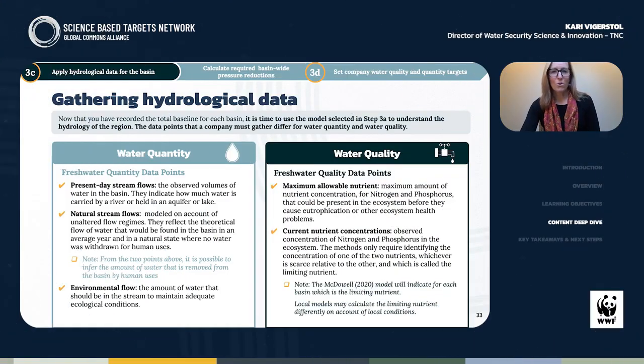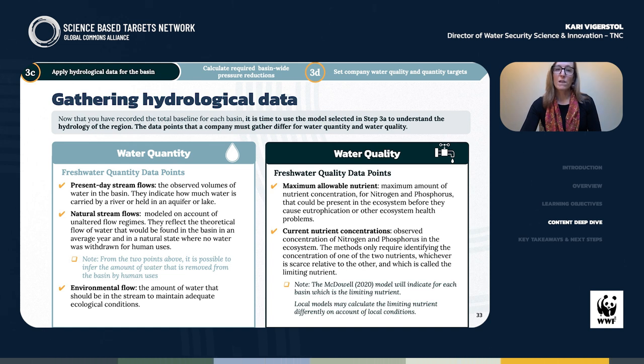Having recorded the total baseline for the basin, it is time to use the model selected in Step 3A to understand the hydrology of the region. For water quantity targets, we need to apply 3 data points for the basin: present-day stream flows, natural stream flows, and environmental flow requirements. You'll find what each entails in the content of this slide.